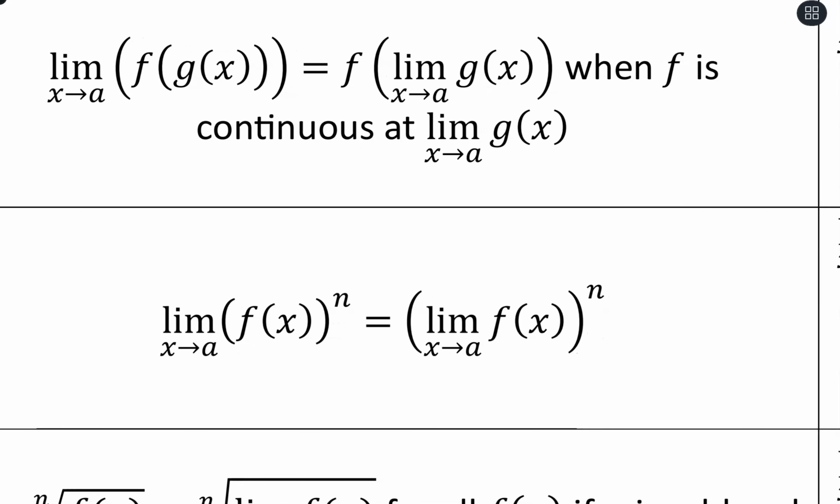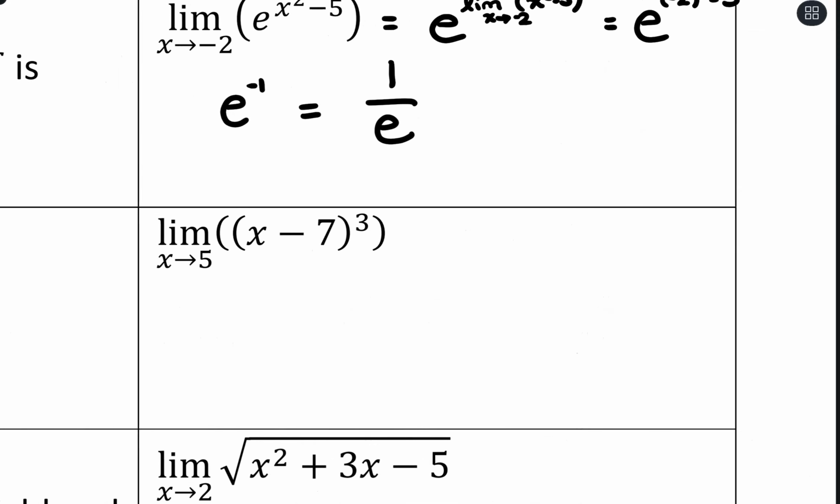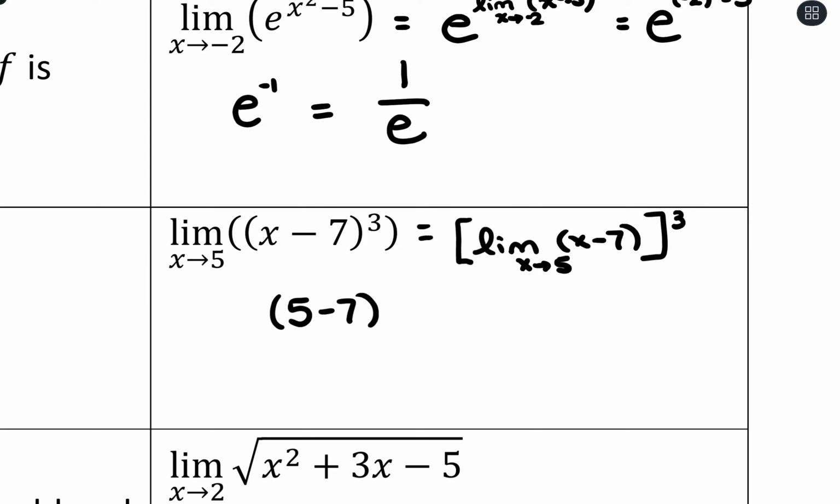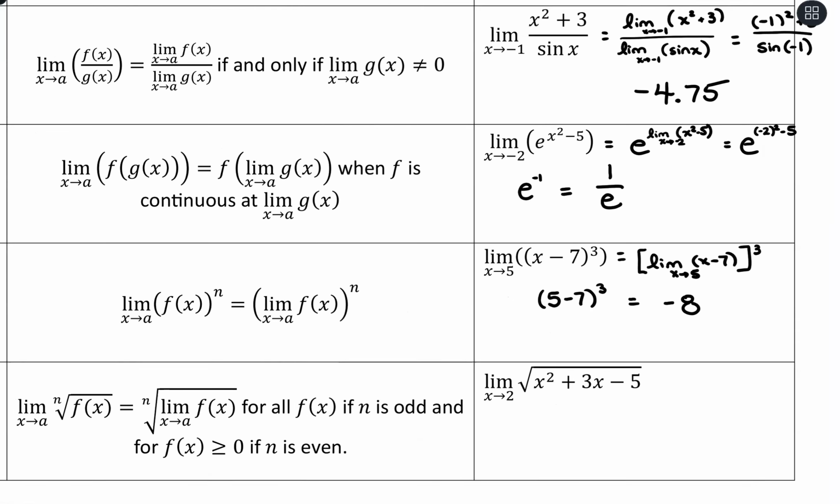Okay, if we have an exponent, you could evaluate the limit of the inside expression and take the exponent at the end. So what that would look like is taking the limit as x approaches 5 of just the x minus 7, and then after evaluating the limit, raising it to the third power. So what that'll look like is 5 minus 7, and then raising it to the third power, which will be -2 cubed, so we'd have -8.